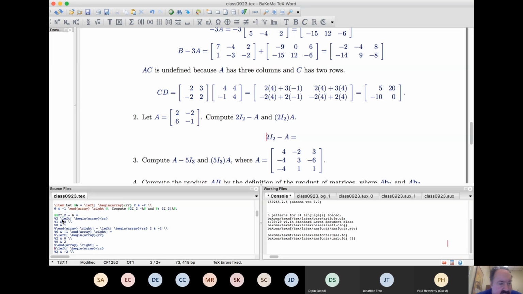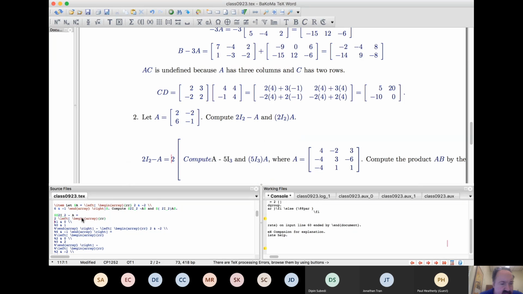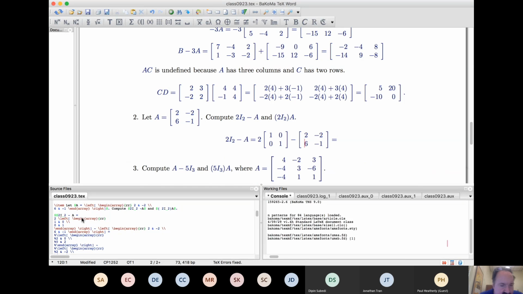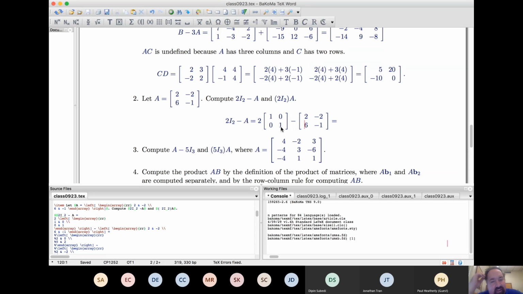Now, in case you've forgotten, the identity matrix is a matrix that has ones down the main diagonal. So from upper left to lower right, you have ones. All other entries are 0. So that's the identity element for matrix multiplication. So I'm multiplying that by 2, and then I'm subtracting off A.